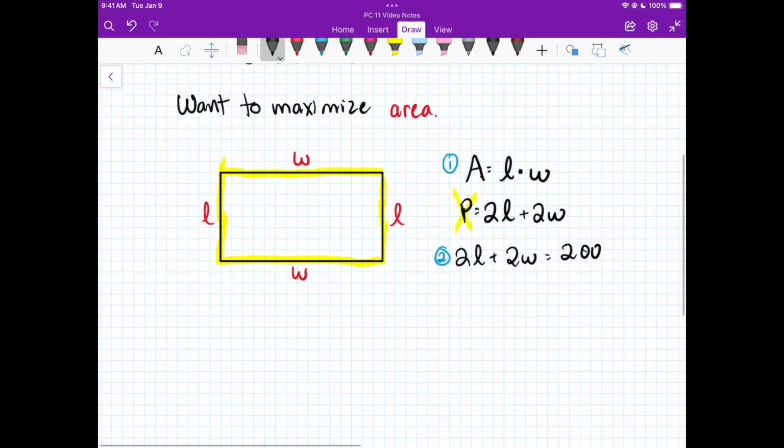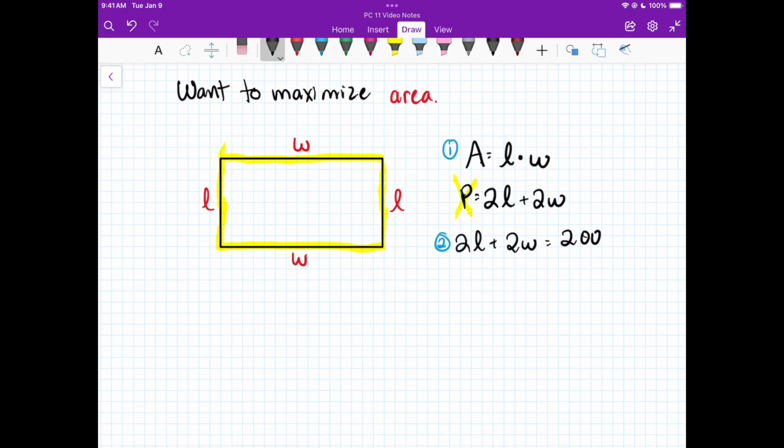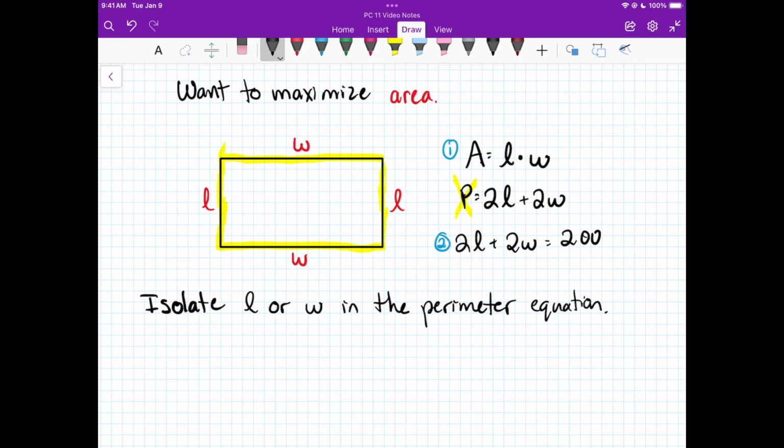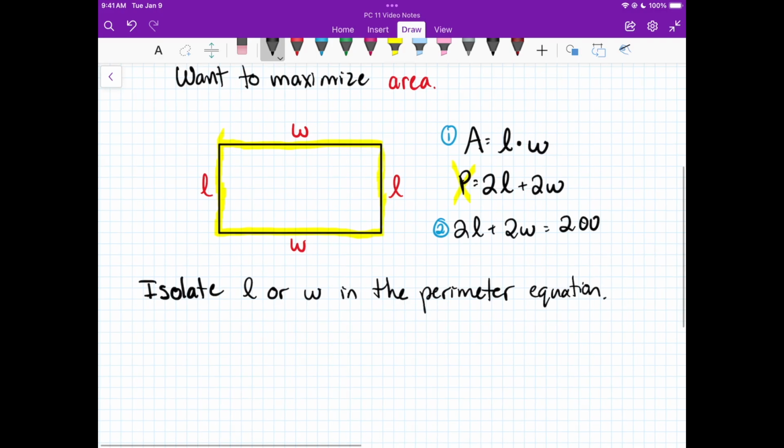So here's the general process. Step 1 was really just to write those equations. Step 2, we're going to take that second equation there, that 2L plus 2W equals 200, and we need to solve for one of the variables. It can be L or W, it doesn't really matter. Sometimes one might be a little bit easier than the other, depending on how the question is set up. So it'll be up to you to decide based off of what you're dealing with. But here, they both have a coefficient of 2, so it really makes no difference.